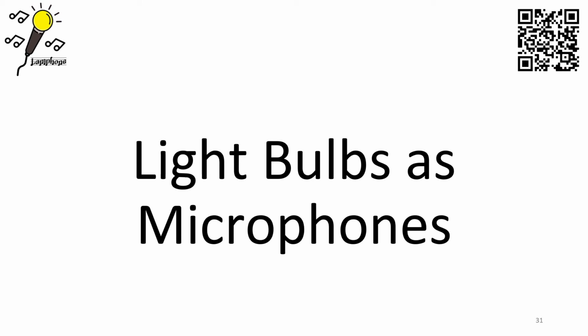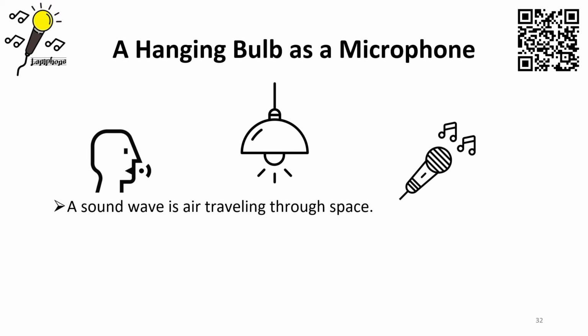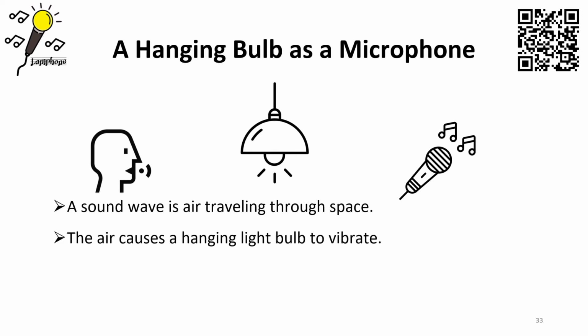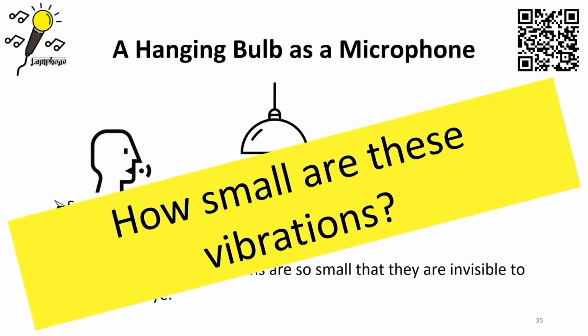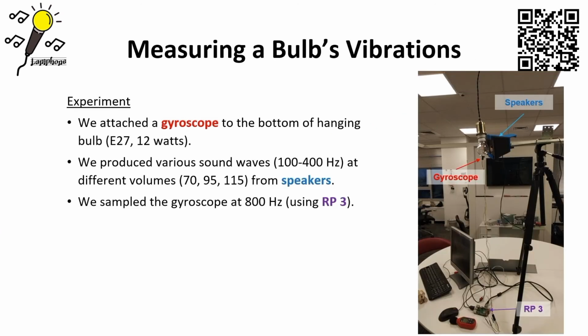Okay, so let us discuss how light bulbs can be used as microphones and, more specifically, as diaphragms. As I mentioned before, a sound wave is basically air traveling through space, and the air causes any object to vibrate, a hanging light bulb as well. However, a bulb's vibrations are so small that they are invisible to the human eye. So we started by asking ourselves, how small are these vibrations? And in order to answer this question, we conducted an experiment.